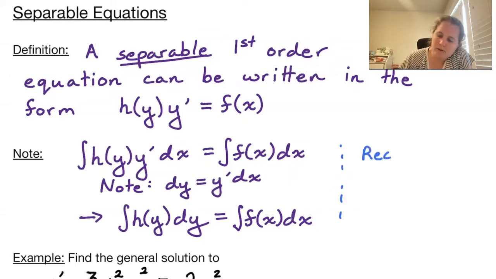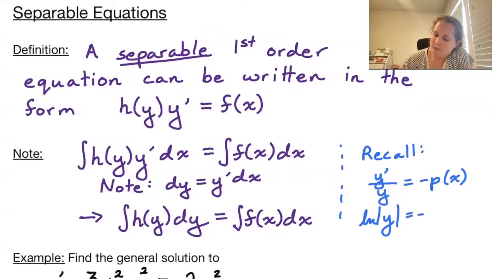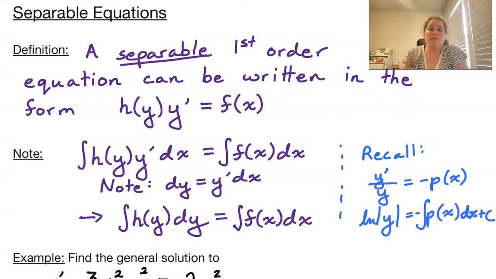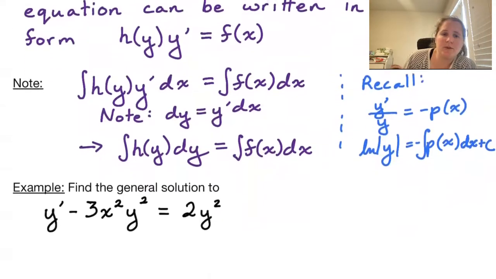So again, recall that if we had y prime over y equaling negative p of x, then this just became natural log absolute value of y equal to negative integral of p of x dx plus c. I lost my integral sign on the right. So we are doing precisely what the note says we could do. To get from y prime over y, we were integrating, and we could change it to just integrating 1 over y. So let's go ahead and do some quick examples.